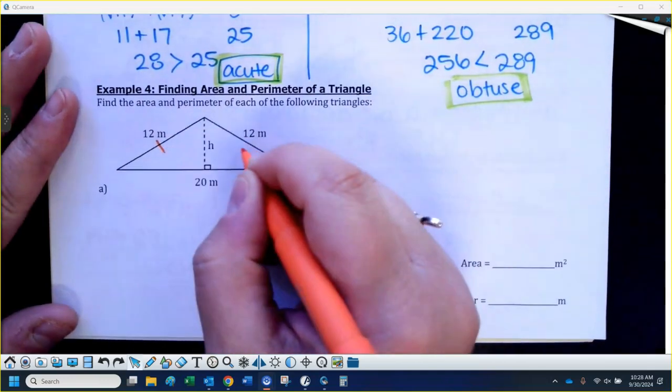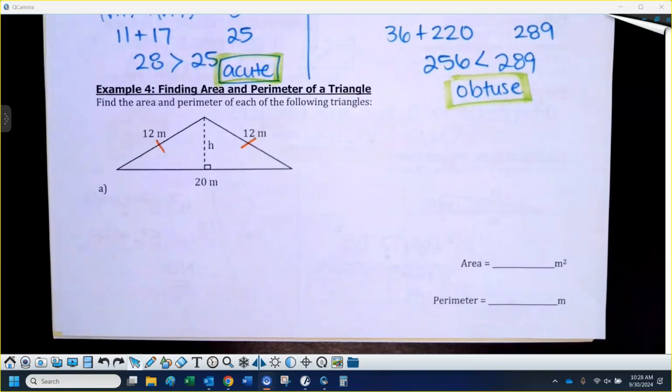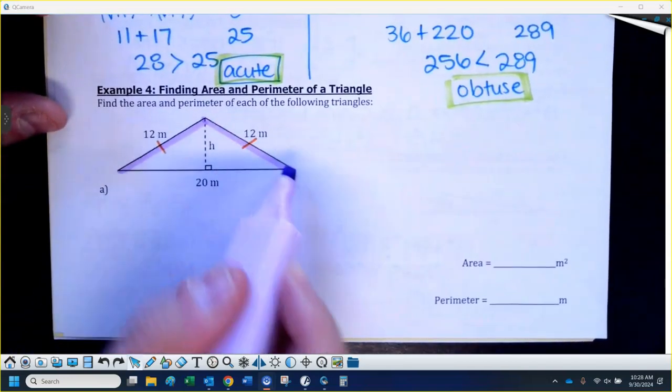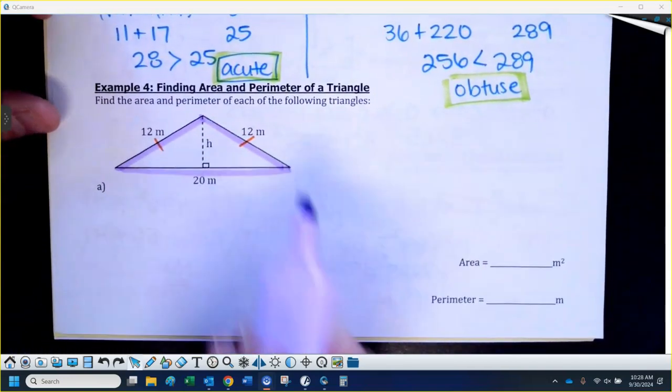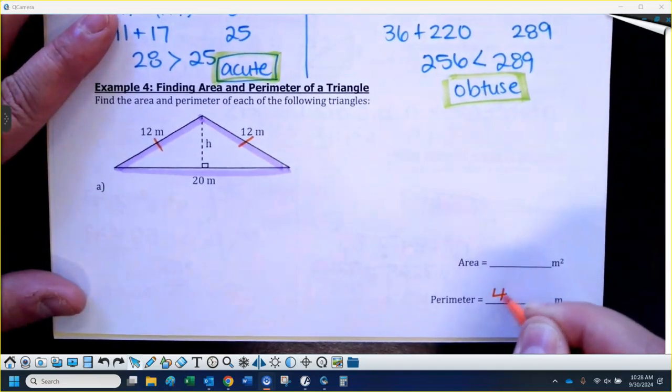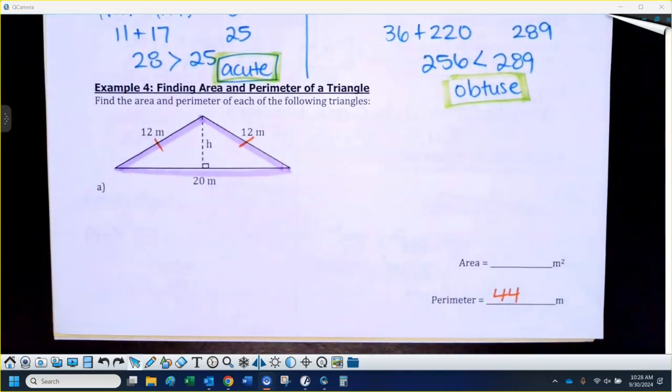So you can actually, if you want to, we could find the perimeter of this immediately, right? Because we know this side's 12, this side's 12, this side's 20. So perimeter is just to add up around the outside. What would my perimeter be for that? 44. All right, so we can get that without even doing the problem. So there's your perimeter, and it's labeled in meters, so the little line already has that label.